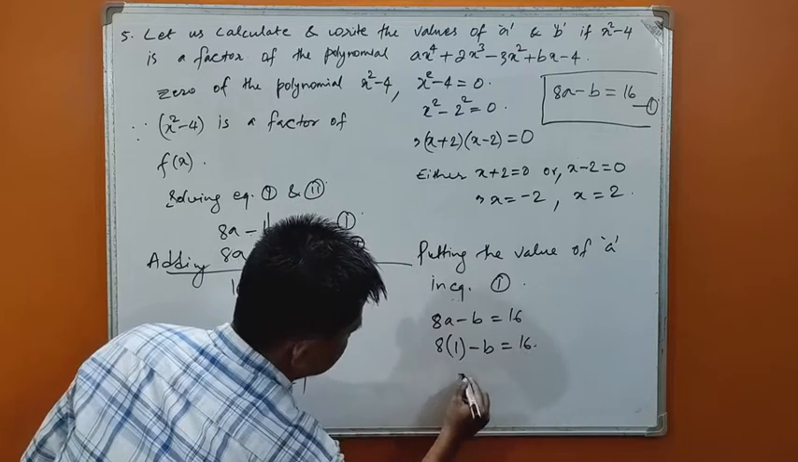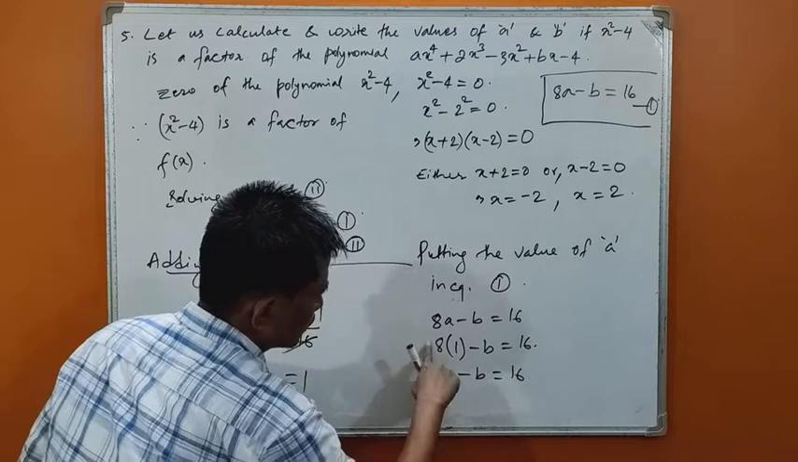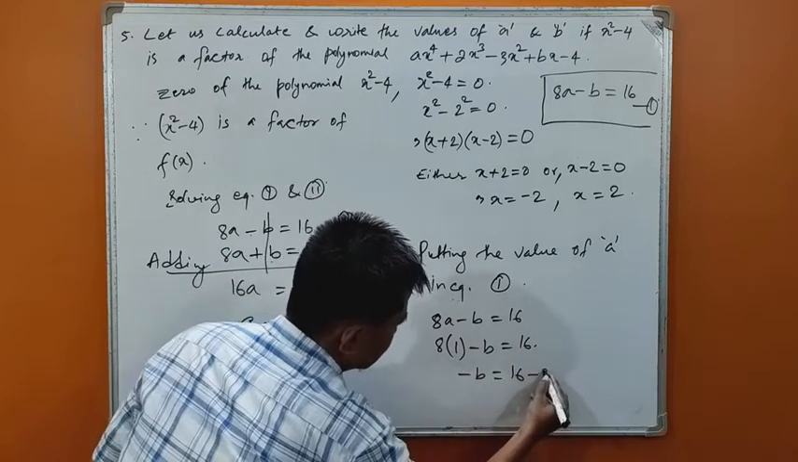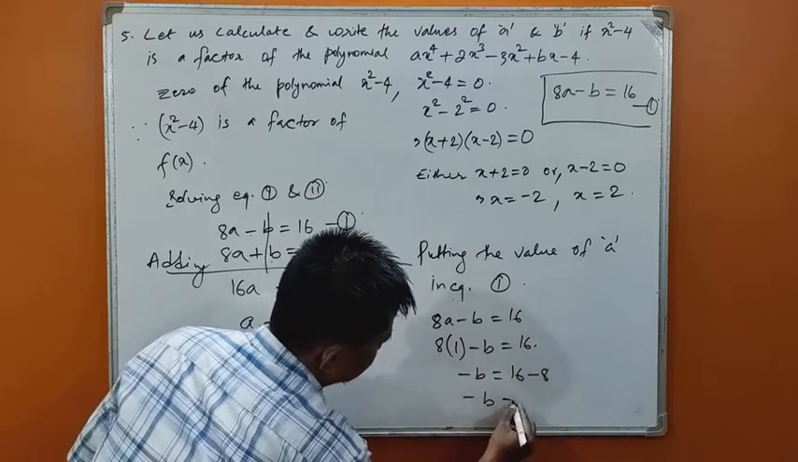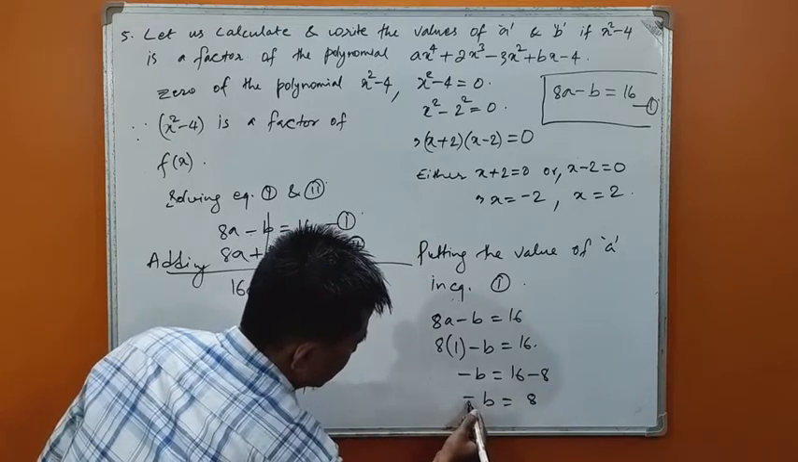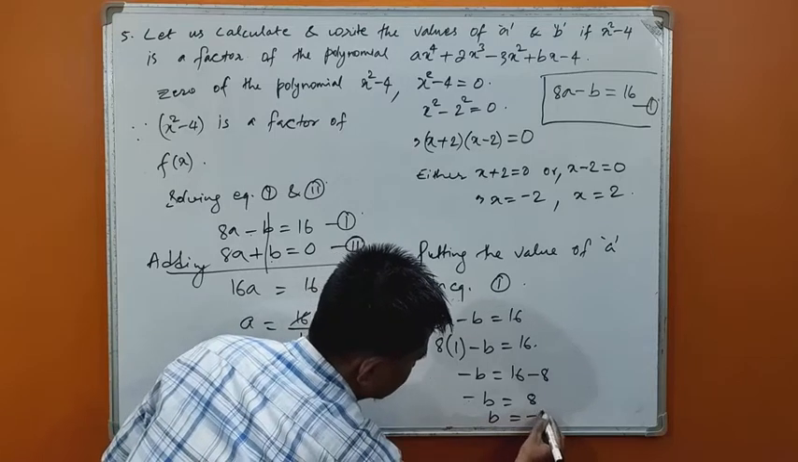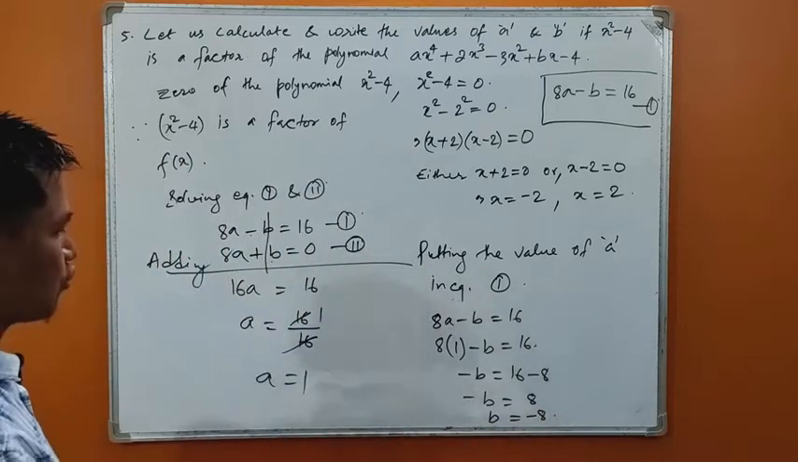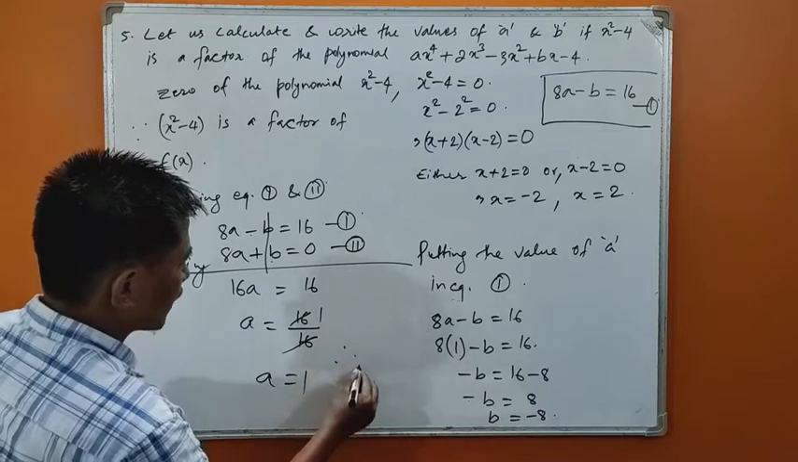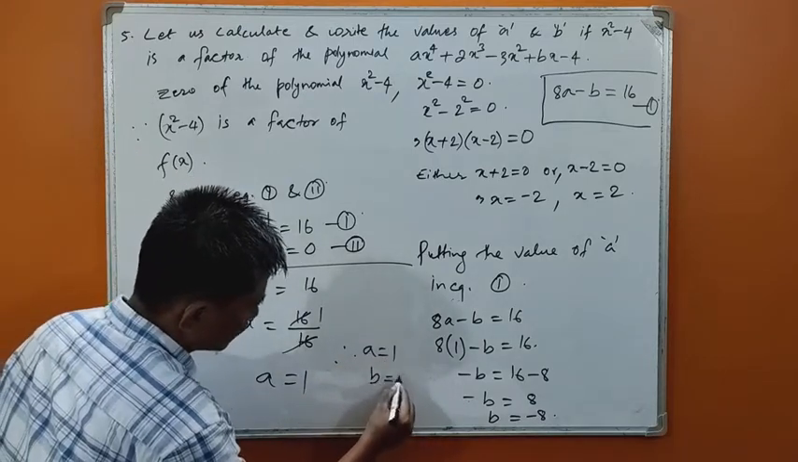Or 8 ones are 8, minus b equals 16 plus 8. If you take it to the right hand side, it becomes minus 8. Minus b equals 16 minus 8, which is 8, isn't it? So taking this minus to the right hand side, b equals minus 8. Therefore, we were asked to find the value of a and b: a equals 1 and b equals minus 8.